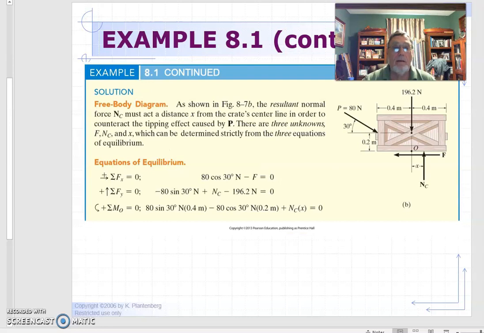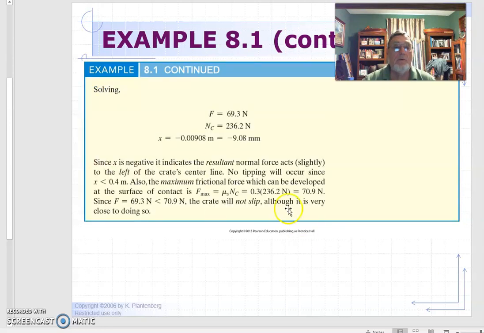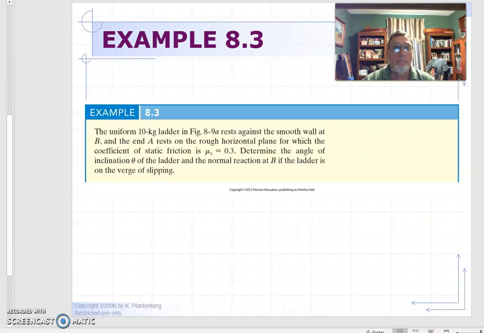And if you went mu times N and it's bigger than F, then you know that it would not begin to move. If it's less than F, then it moves. Then you check to see if it's tipping by solving your moment equations. What he does is he finds X, and he says if it's to the left of the center, then it'll tip. If it's not, then it won't. So that's the new thing, is really tipping.